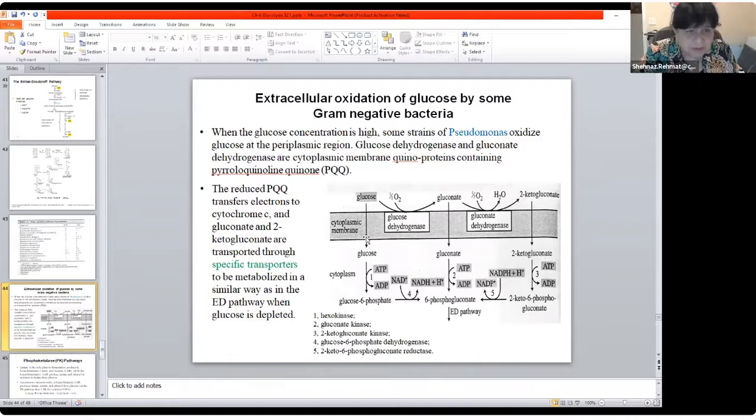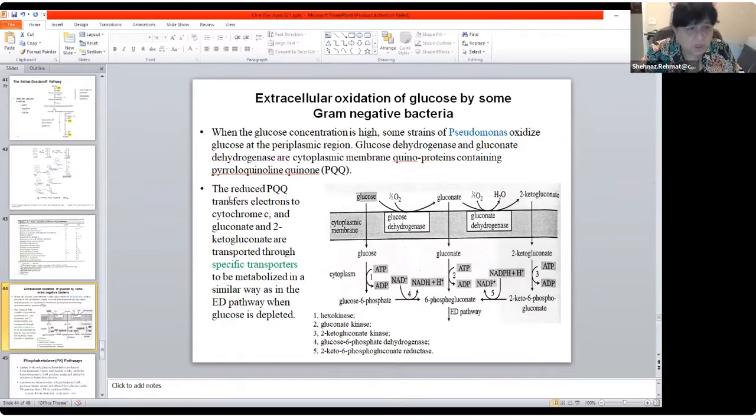Simple again, glucose dehydrogenase will produce the gluconate. The gluconate dehydrogenase will produce the ketogluconate, and that will be transported. So all these intermediates will be entering into the cell and will be joining your ED pathway, or they will be joining your EMP pathway.